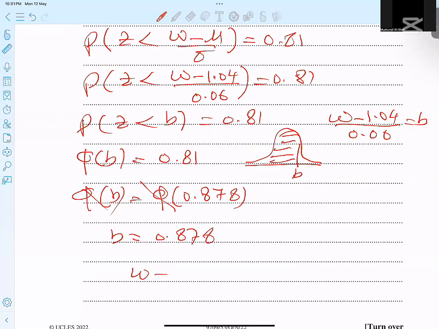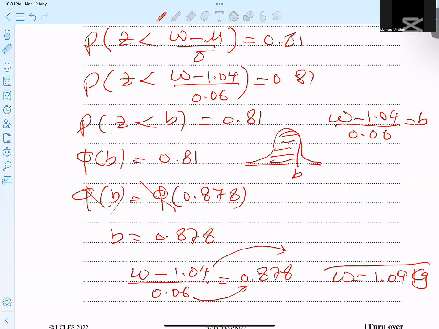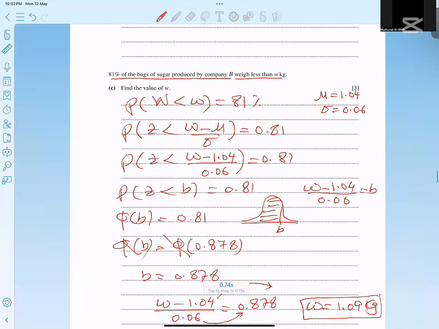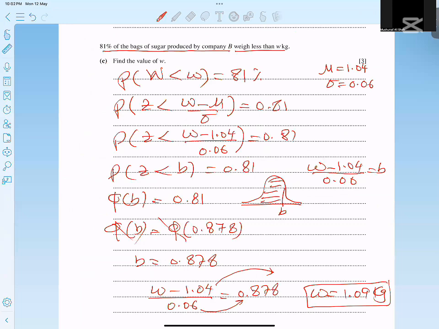So W minus 1.04 over 0.06 equals 0.878. It multiplies and this will add. And after calculation, I'm getting 1.09 kilograms. I hope so. The concept is very clear, and this question is completed.